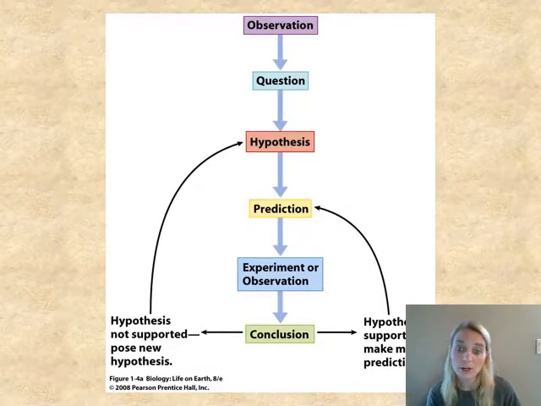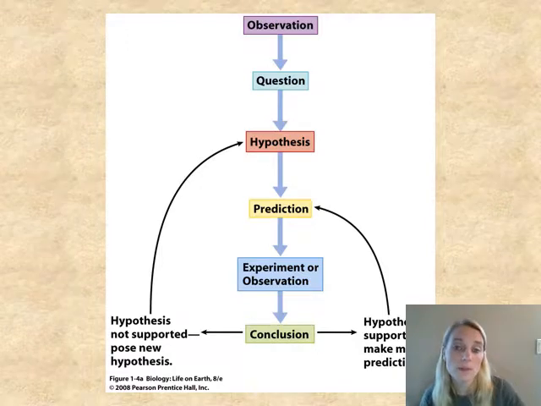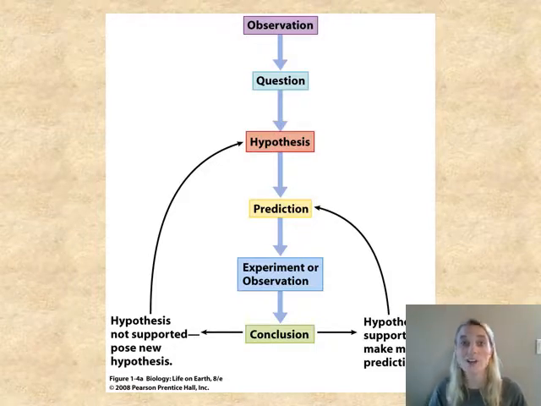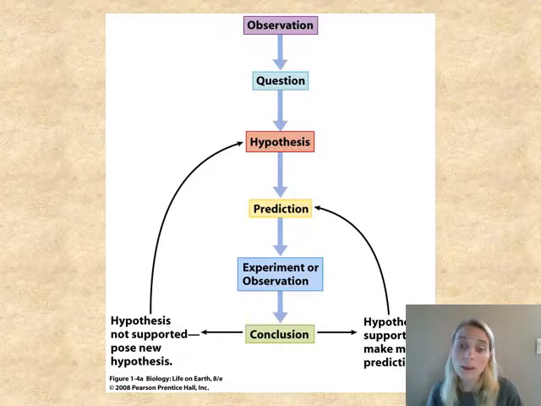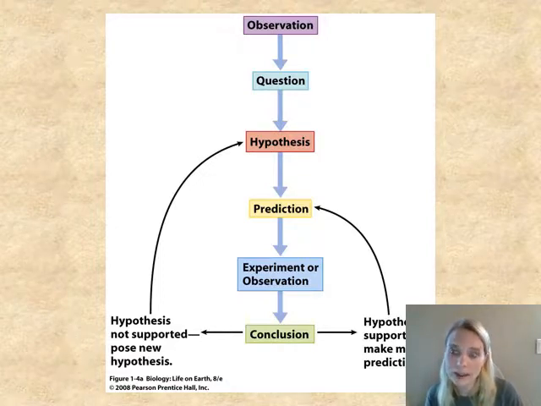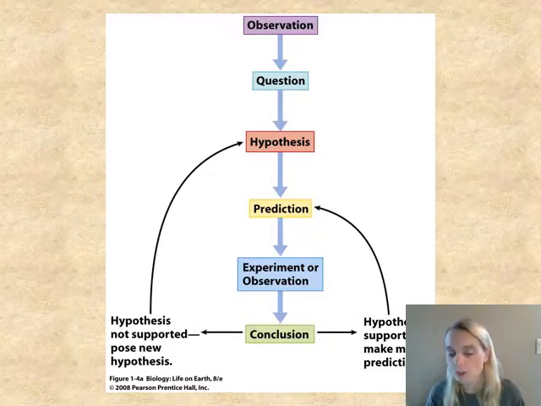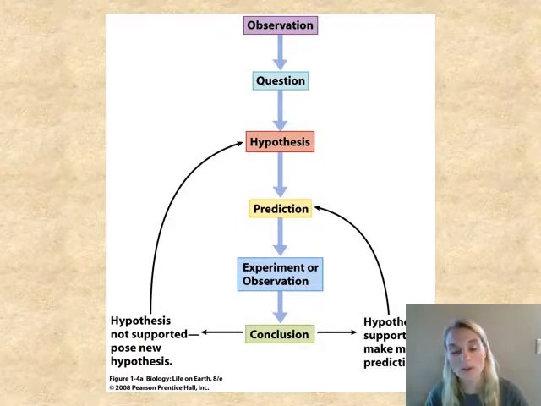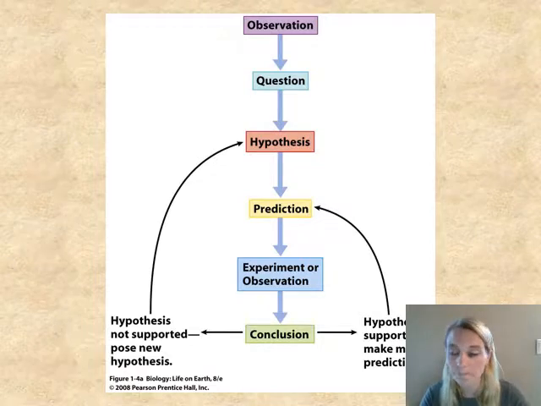All right, so here's a little diagram showing the flow or the process of the scientific method. So you make your observation, you ask a question, you develop a hypothesis, which is this testable statement of explanation. You can make a prediction of what you think is going to happen. You do your experiment, or sometimes it's an observational experiment, and then either your hypothesis was supported or it was not supported, and you have to go back and redo your hypothesis and start the process over again.